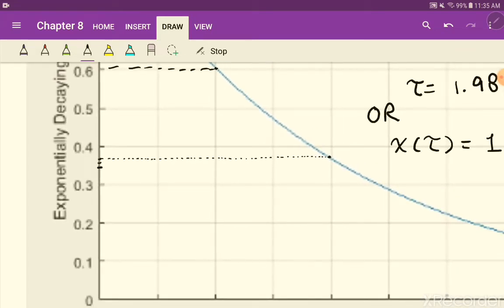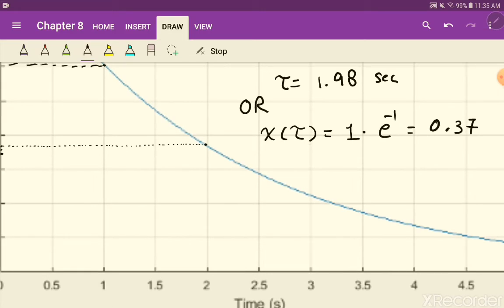Anyway, okay. So when I go down, this will be your tau. Okay, this is tau. So your tau is about, let's say, 1.9, this is just a made up number, 1.99 seconds.